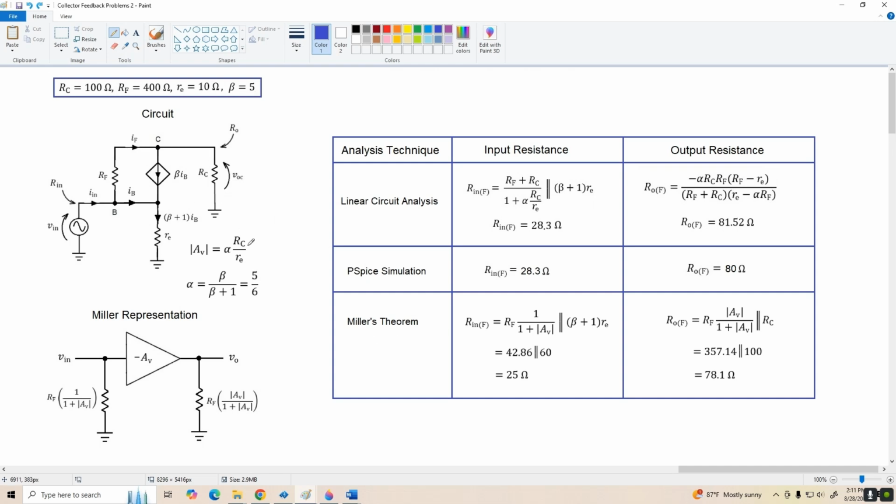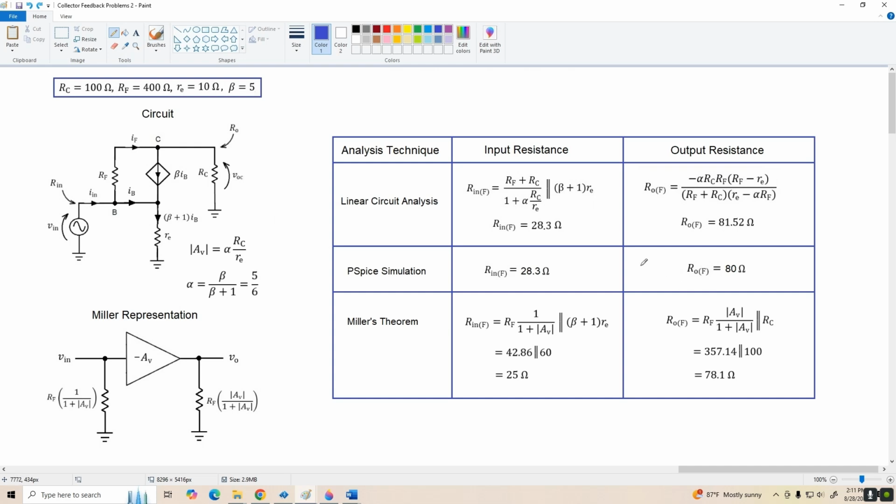So here's our circuit with the component values we're using and our gain magnitude, which is alpha times RC over little re, and alpha is beta over beta plus 1, 5/6. And here's the Miller representation we talked about earlier. We're defining the Miller input resistance here, and that would appear in parallel with beta plus 1 times little re, which is reflected in the equation over here for the input resistance. And likewise, RF appears in parallel with RC, and that's reflected in this equation.